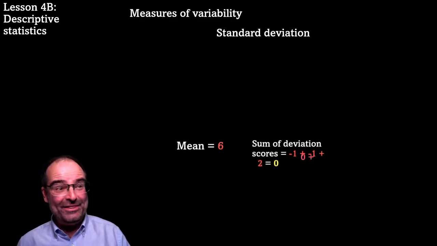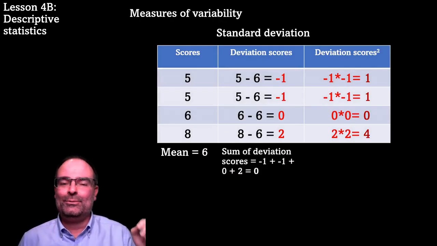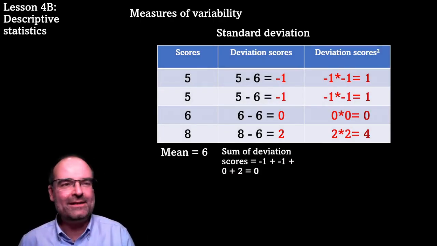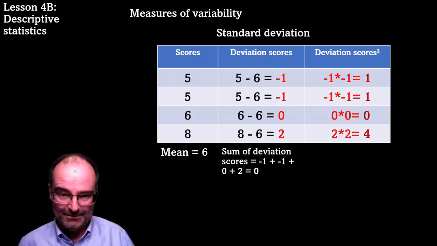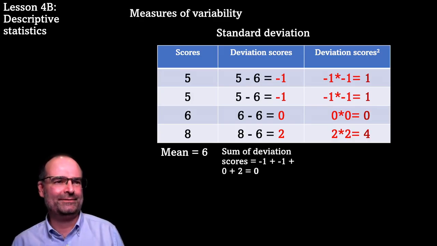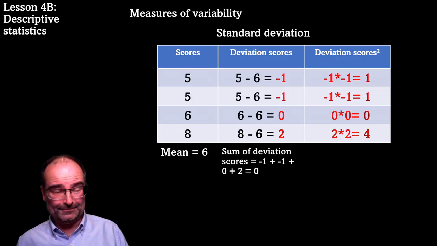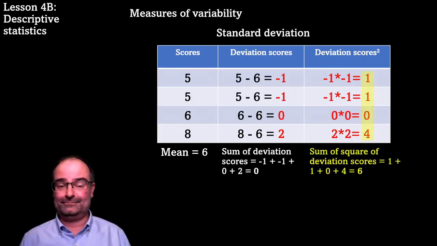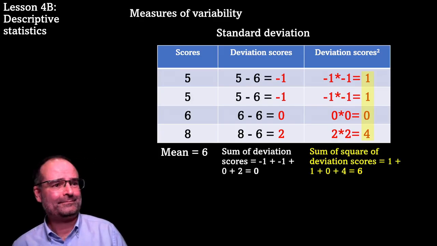We can't do anything with the deviation scores though, because they add up to 0, but we can square them. We square the deviation scores, and suddenly negative 1 becomes 1, negative 1 becomes 1, because a negative number multiplied by itself becomes a positive number. And then when we add those up, we don't get 0, we get 6. We get something we can do something with.